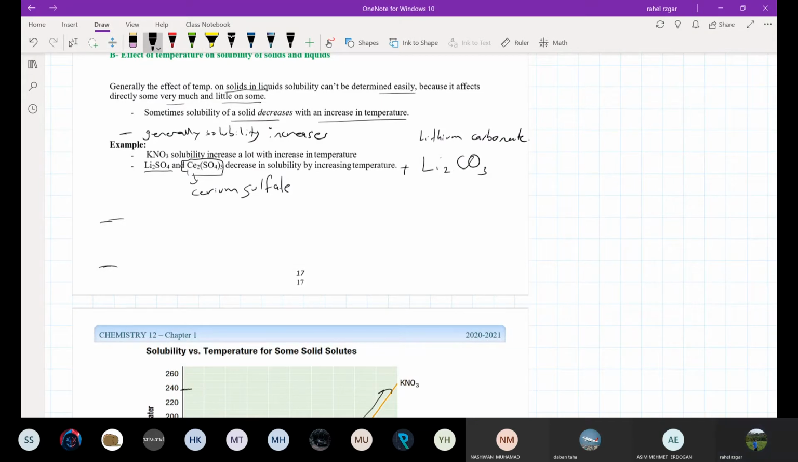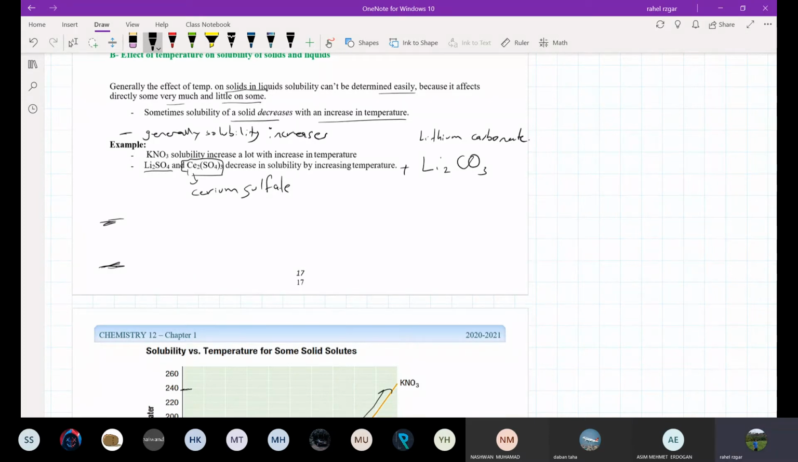Lithium carbonate. These three decrease their solubility as temperature increases. Why do some of them decrease? Why do some of them increase? Generally, it's connected to this point. It's related to this thing.